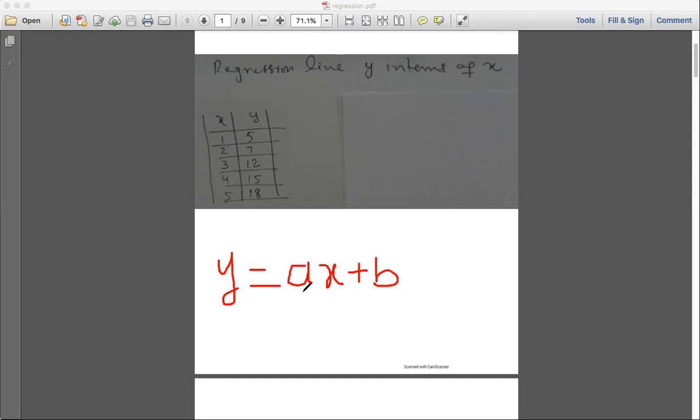We need to find y is equal to ax plus b, and you can see here y is a variable, x is a variable, y is depending on x. So x is the independent variable and y is the dependent variable, and a and b we need to find. How can we find? Following the method by which we found the equations from regression just now, we will find y is equal to ax plus b.